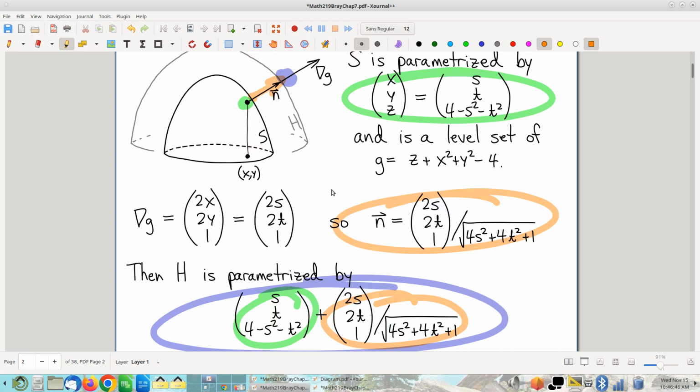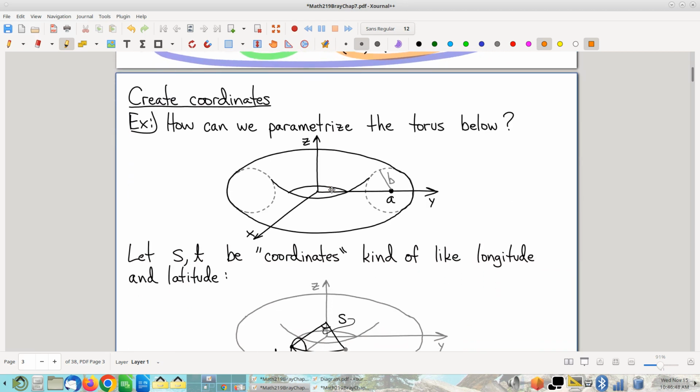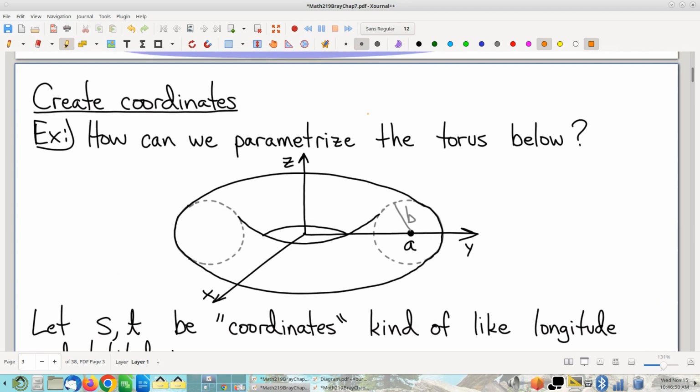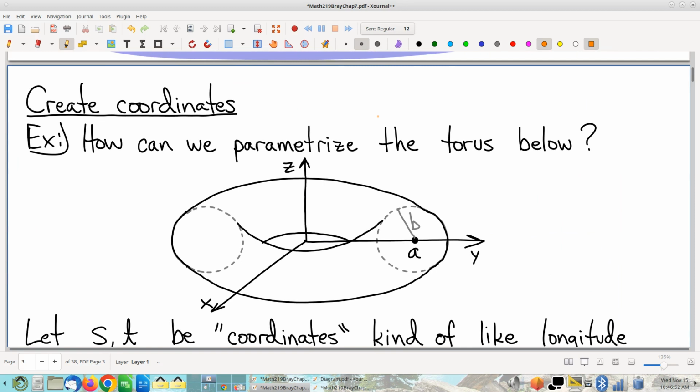Okay, moving along. Here's a tricky one. Very powerful, though. Really useful. Suppose I wanted to parameterize this donut.